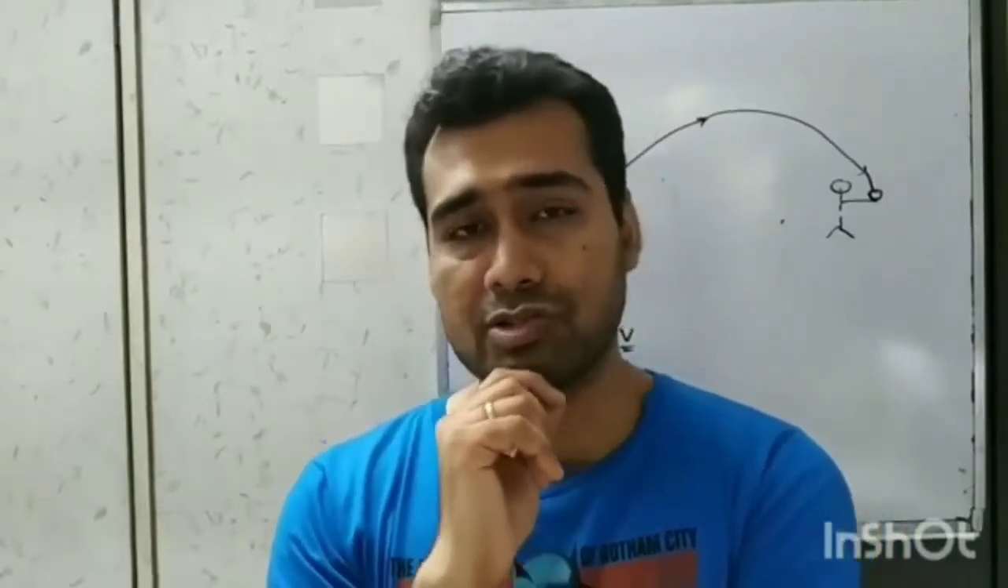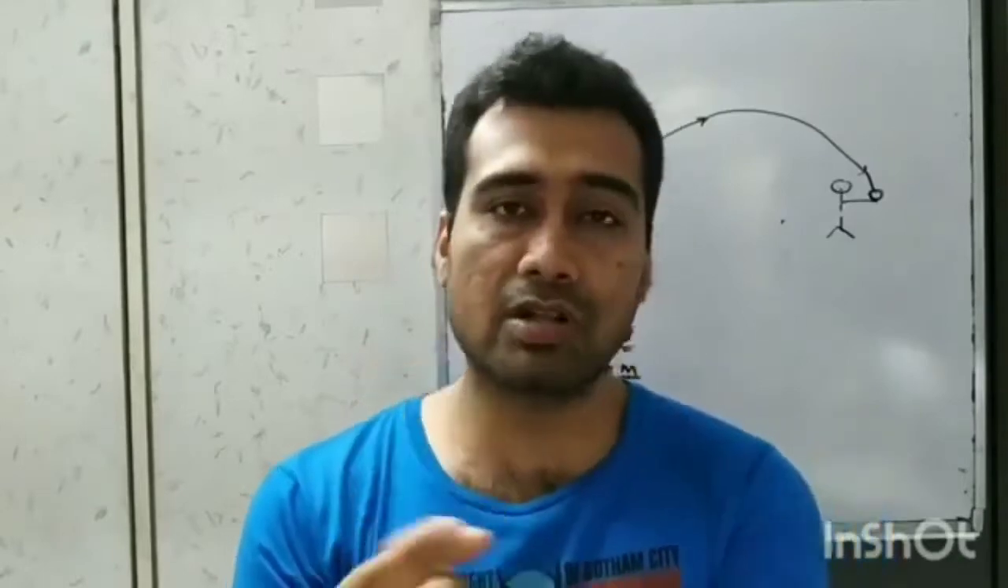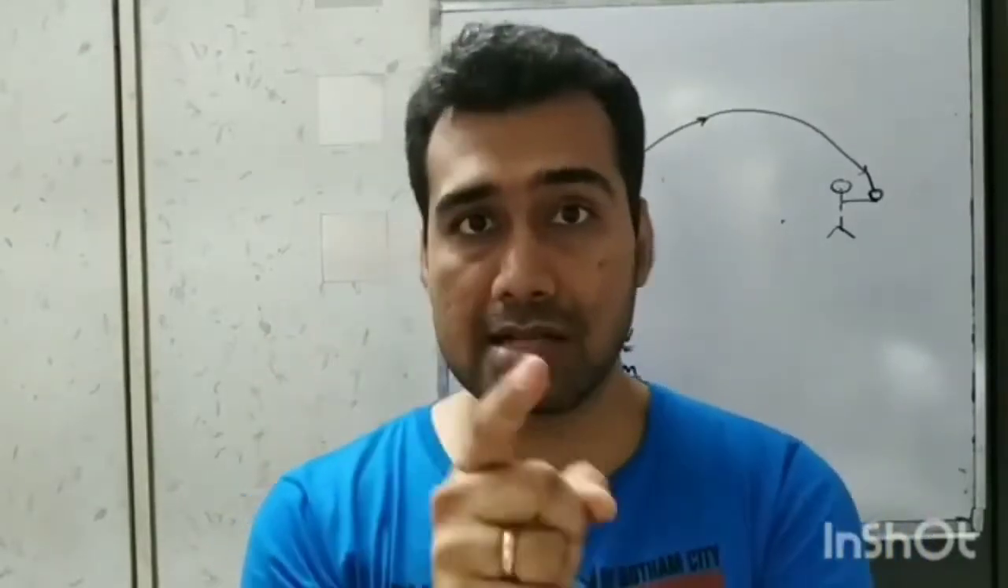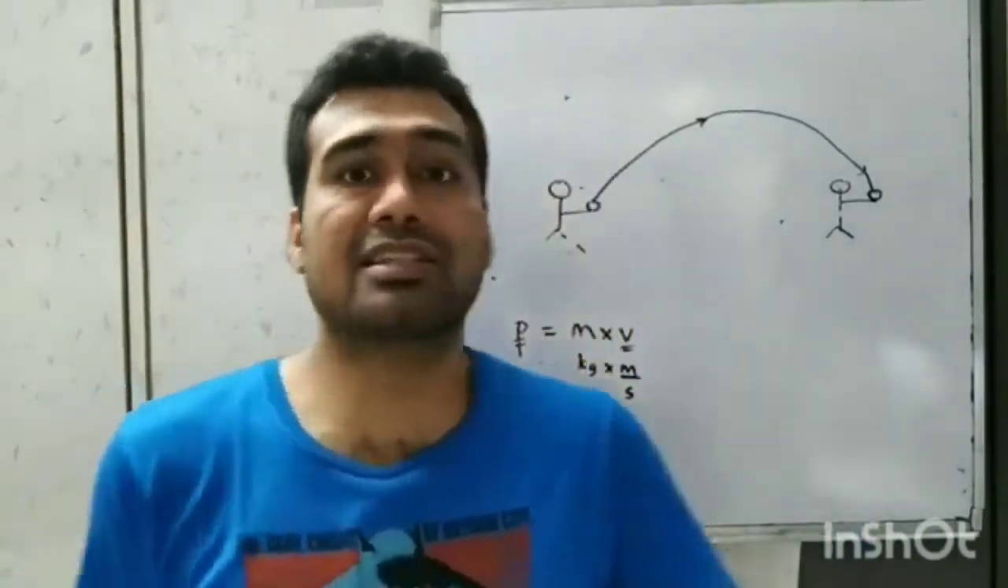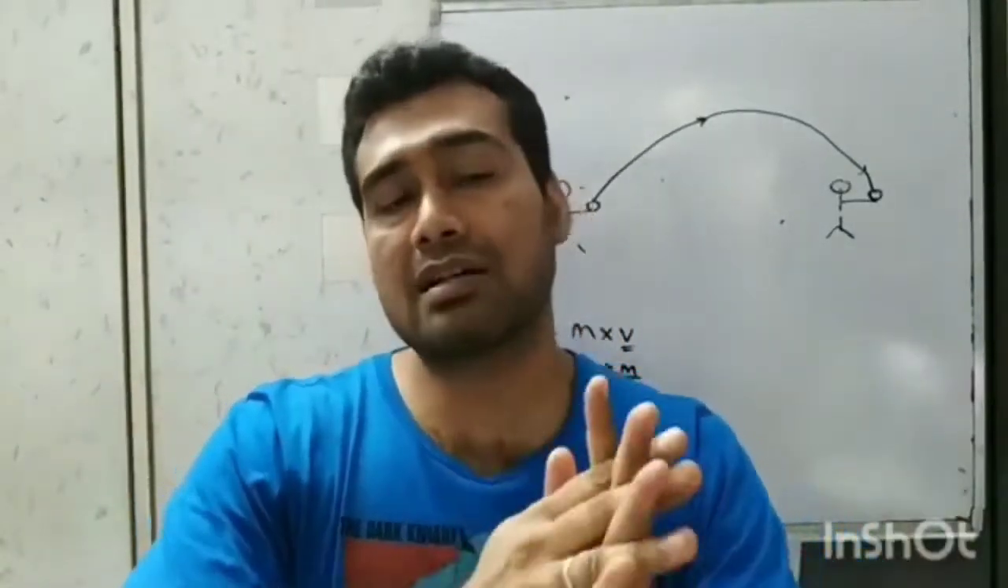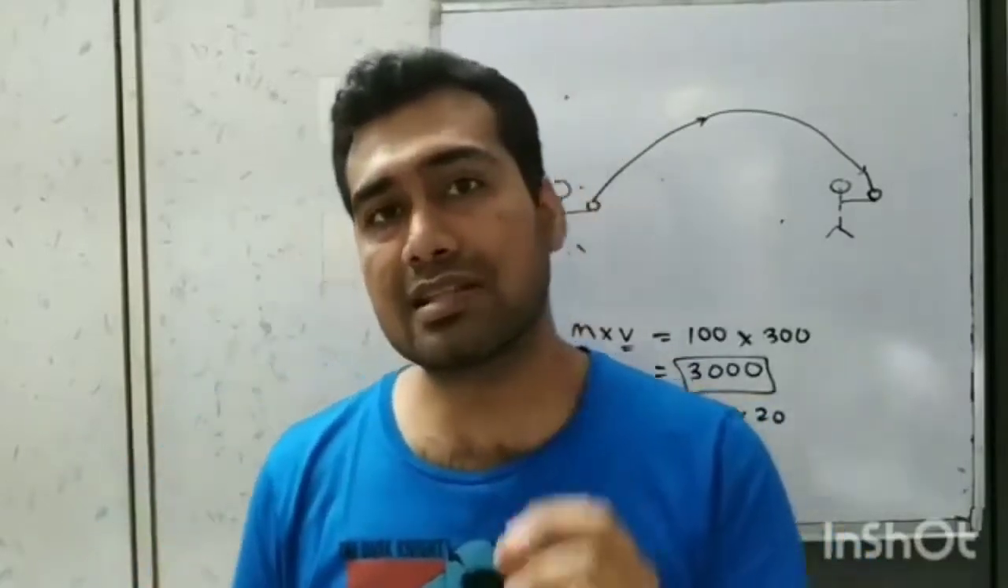Now, that's a tricky question. We can't just guess it. We'll have to calculate it because we'll have to consider both the parameters here, mass and velocity. Hence, we have invented this term called momentum, which takes into consideration both the quantities of mass and velocity. Let's understand Newton's second law of motion.